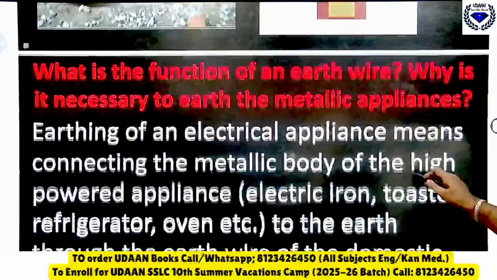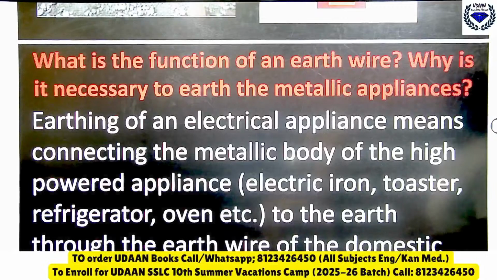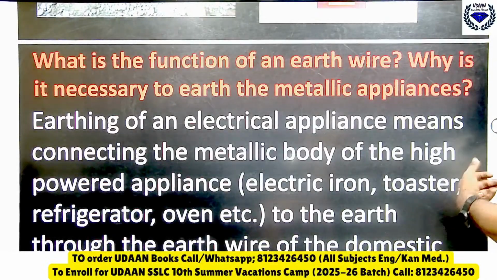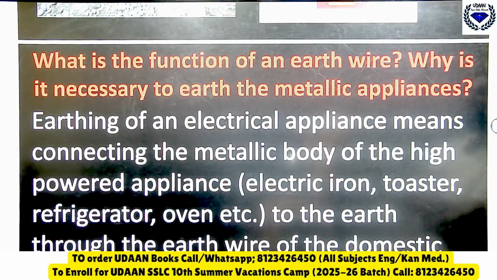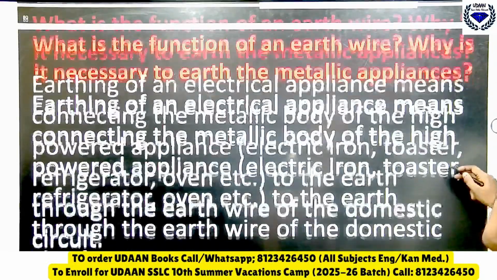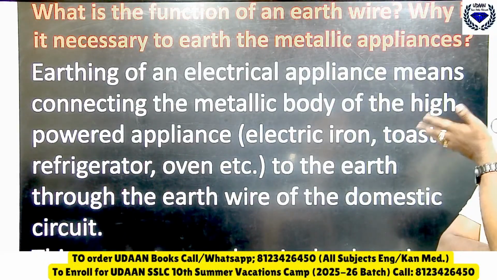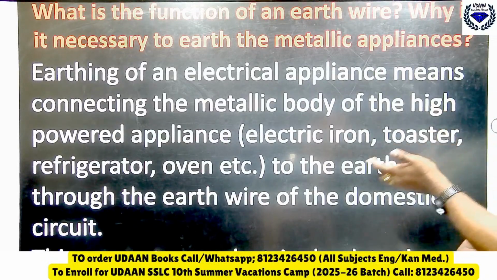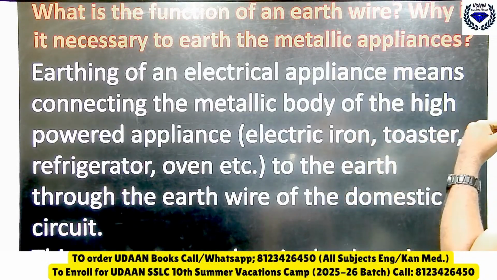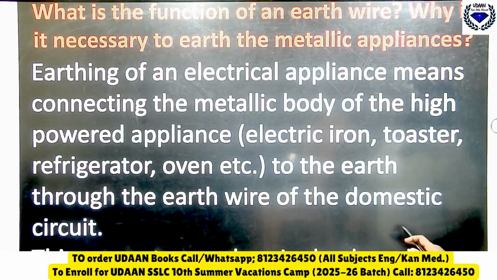Then what is the function of earth wire? In every question paper you find this. Why is it necessary to earth the metallic appliances? Earthing of an electrical appliance means connecting the metallic body of high powered appliances. So electric iron, toaster, refrigerator, washing machine, all those ovens should be connected to the earth through the earth wire of domestic supply.